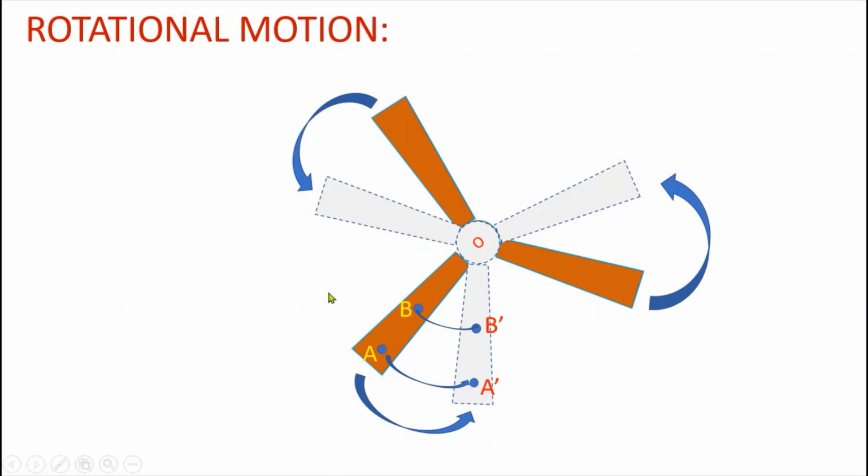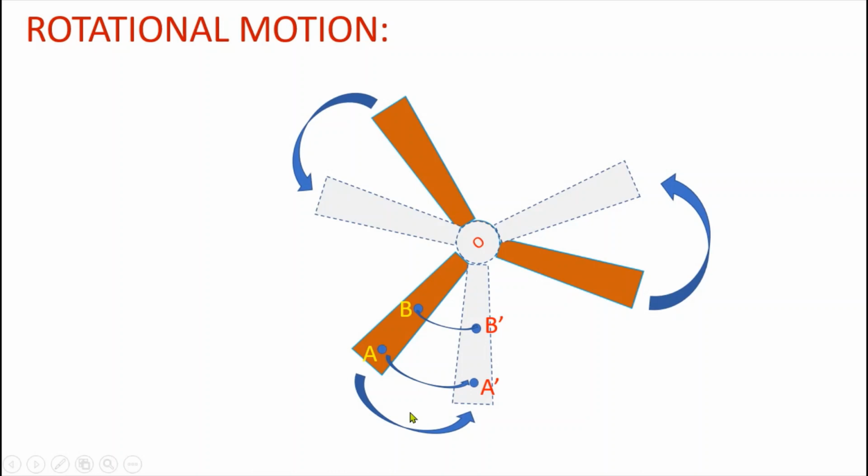Here, let us consider the motion of the blades of a fan. Consider 2 points of a blade of the fan. This point is A and this point is B. The point A is moving from its A position to A prime position, and point B is moving from B to B prime position. The distance traveled by point A is A A prime and distance traveled by the point B is B B prime.